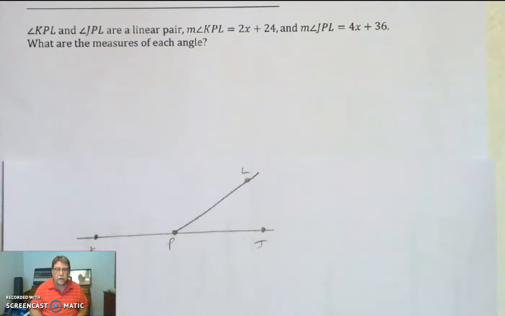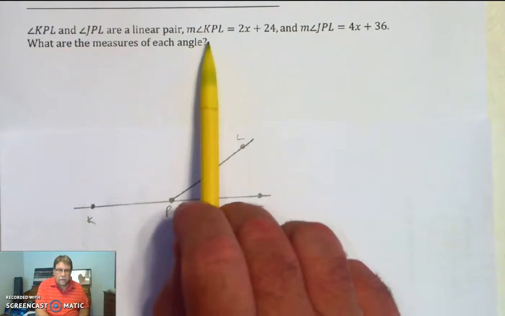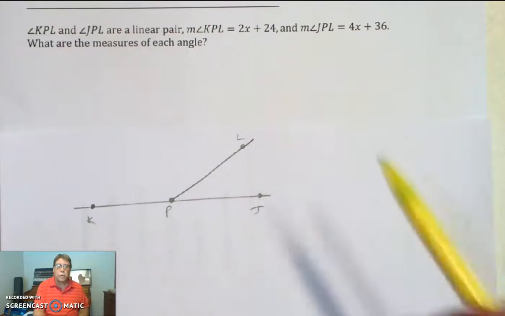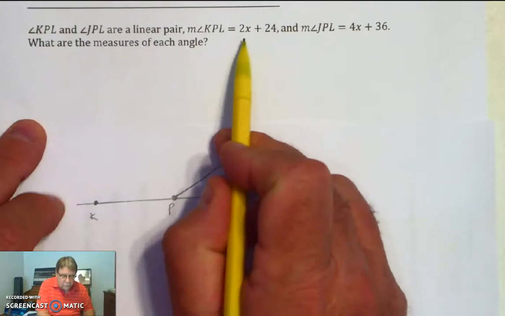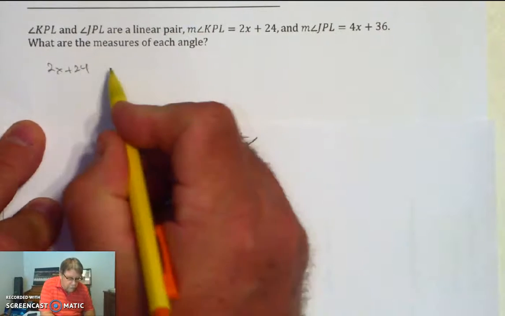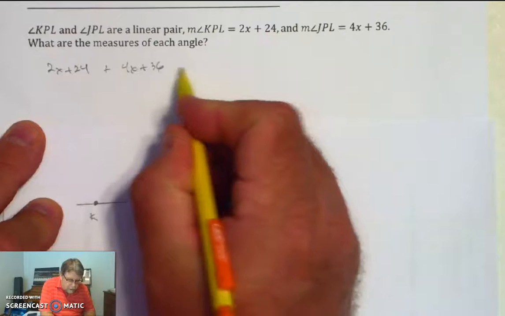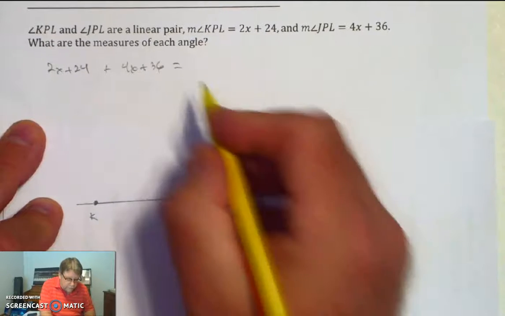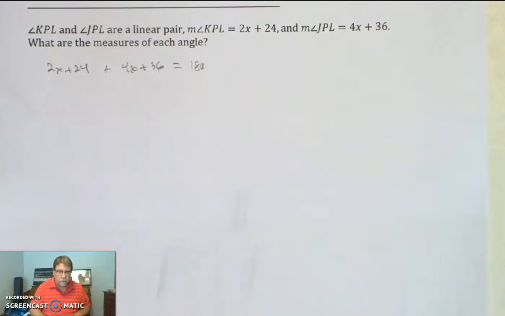So I'm going to move this down here. And what we know about a linear pair is from the postulate, the linear pair postulate, that the two angles are supplementary. So I know that this angle plus this angle add up to 180 degrees. So I'm going to simply write out an algebra problem taking the measure of the first angle, 2x plus 24, plus this angle, 4x plus 36, has to equal 180, because that's what the angles have to add up to, 180 degrees. Let me move this out of the way a little bit here.